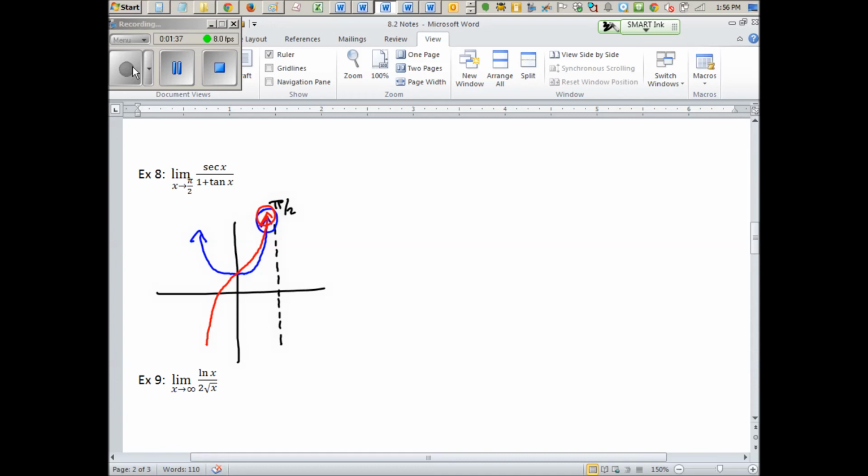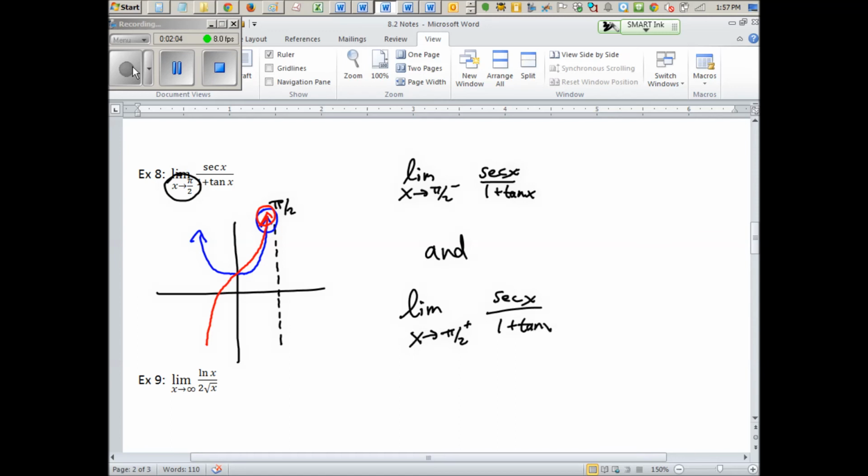Now you'll also notice that it doesn't tell us which side of pi over 2 we're technically on. So that means we're going to have to split this into two problems. A limit on the left, limit as x goes to pi over 2 from the left of sec x over 1 plus tan x, and an entirely separate problem for the right side, like this.